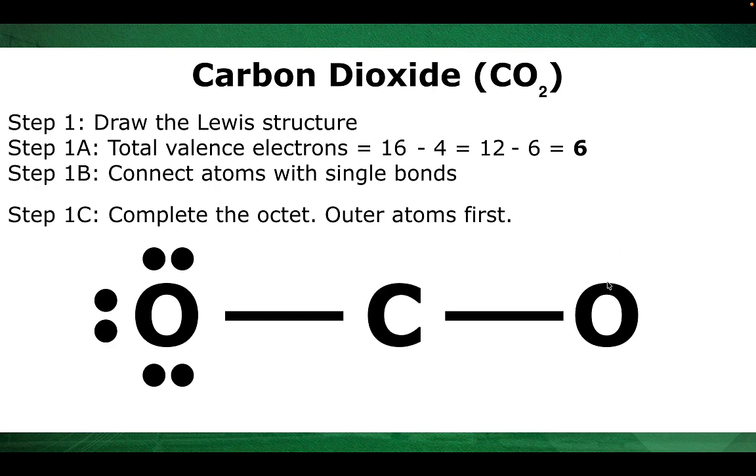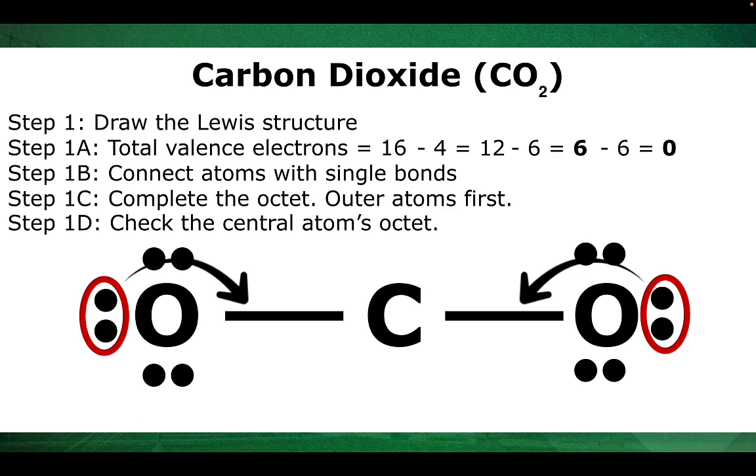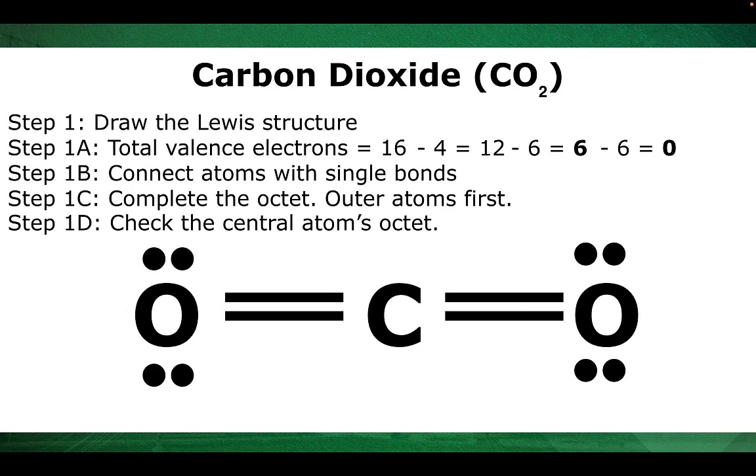Now, this oxygen has 2 electrons from the bond. You need 8, so that's 3, 4, 5, 6, 7, 8. You use 6, so you have 0 remaining. And last, you check the central atom's octet. This oxygen has 8. This oxygen has 8. However, this carbon has 4, 2, 4. It needs to have 8. So what will happen is that these electrons from the oxygen atoms will be converted into a bond, forming a double bond. So that's the Lewis structure of carbon dioxide.